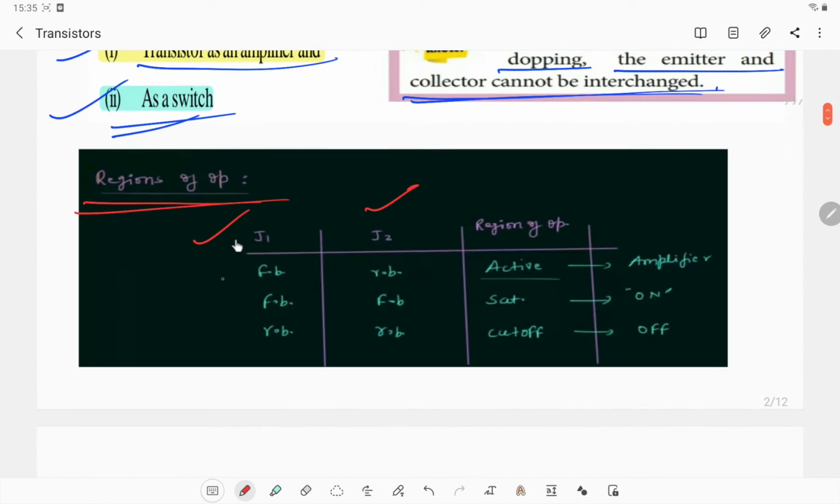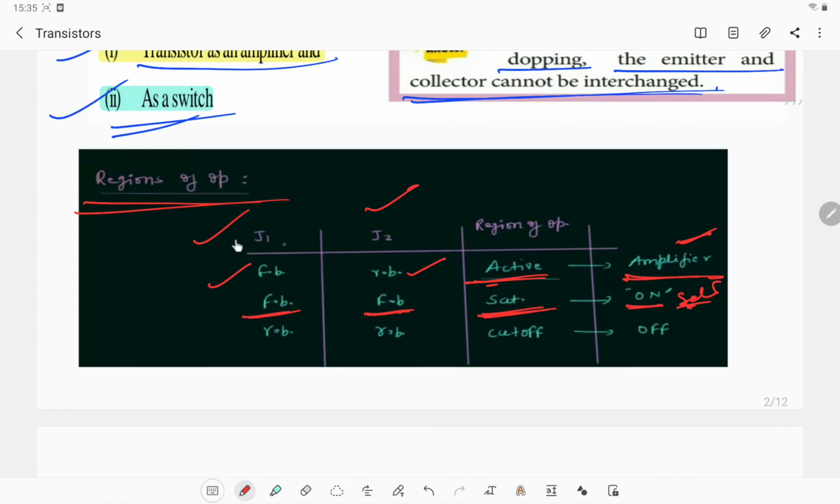See here, if J1 is in forward bias and J2 is in reverse bias, this region of operation is known as active. When the transistor is operated in the active region or active mode, it is used as an amplifier. If J1 is in forward bias and junction J2 is also in forward bias, this region is known as the saturation region. When the transistor is operated in the saturation region, it acts as a switch in the on state.